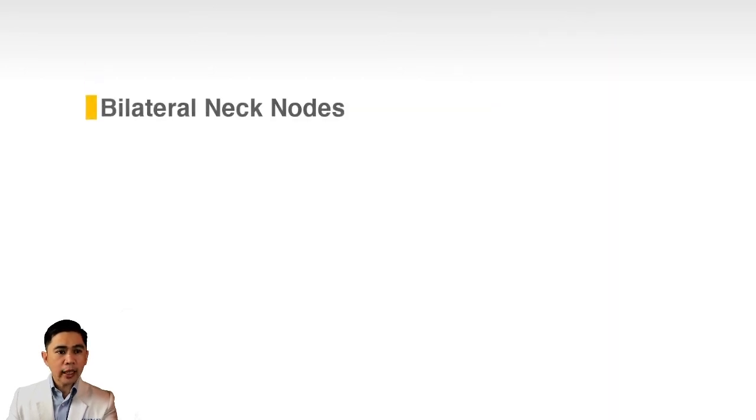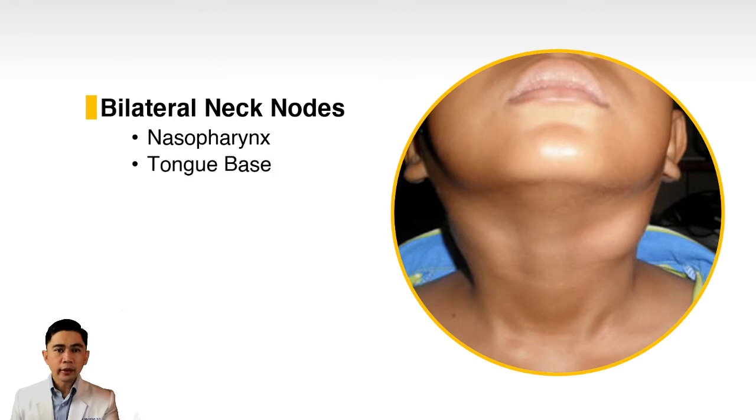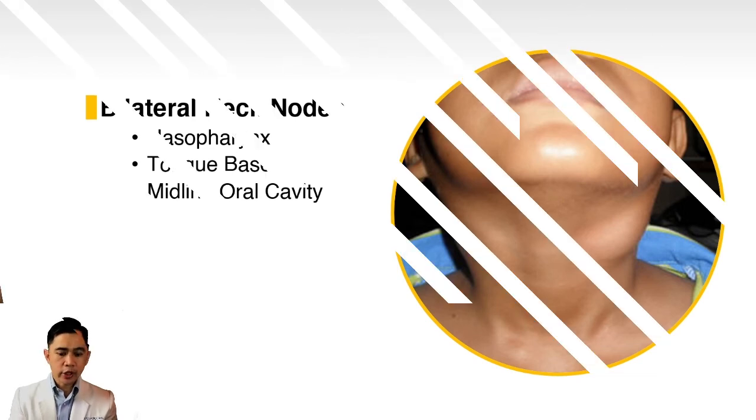How about bilateral neck nodes? If you are presented with a patient with bilateral neck nodes, like this one, usually it comes from the nasopharynx, tongue base, or midline oral cavity. It has something to do with that area's bilateral lymph node drainage.